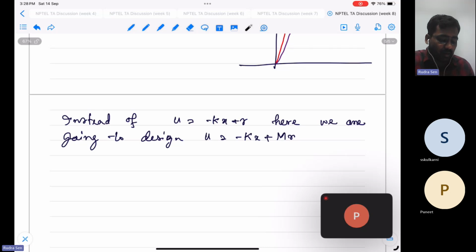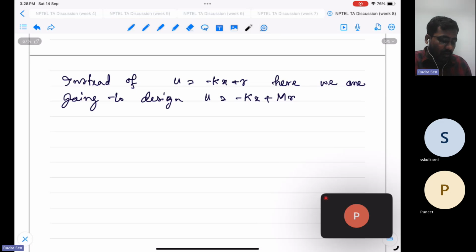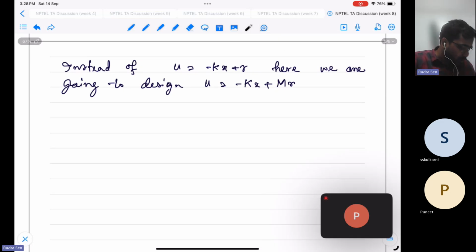Now we are saying, okay, do not consider M as an identity matrix. Consider M as a different vector or matrix, depending upon the number of states and all those things. So we have to design this M as well, and check whether it is possible to design this M or not. So now we are going to design this part.